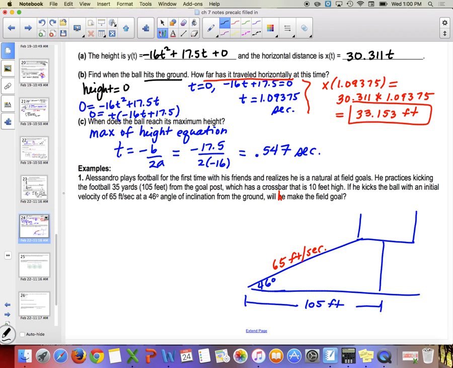So our initial velocity has two components. We need to break it into its x component and its y component. It was 65 feet per second at an angle of 46 degrees. So it's going to be 65 cosine of 46 and then 65 sine of 46. It's just finding the x and y components of a vector. That's all we're doing.